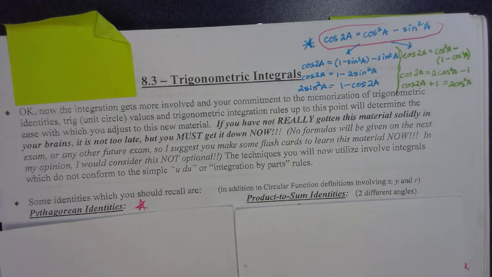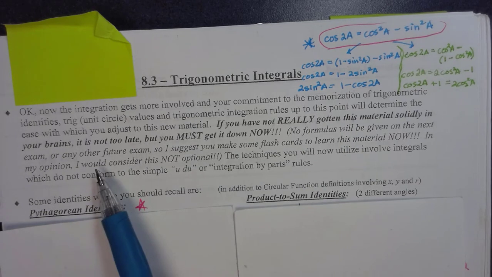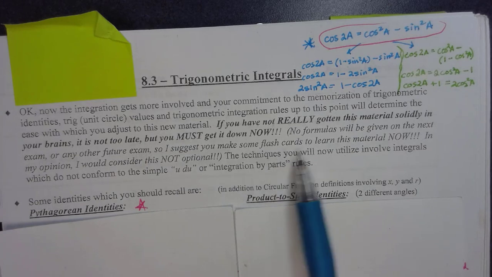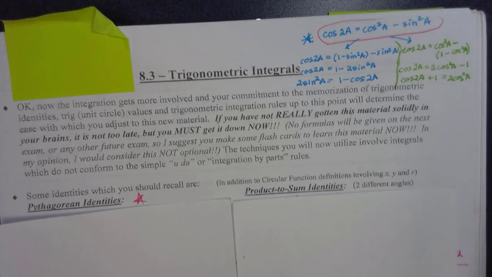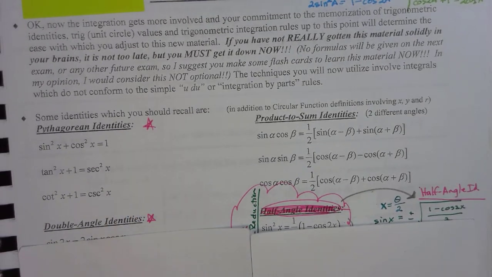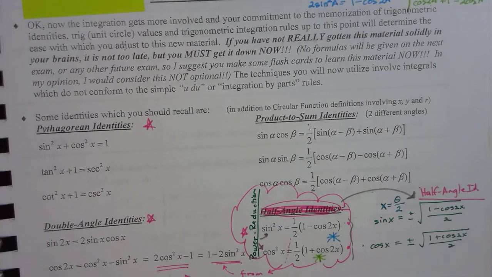If you have not really gotten this material solidly in your brains, it is not too late, but you must get it down now. I will not be giving you any formulas on this or any future exams, so you need to know it. So again, identities you should know. Of course, your Pythagorean identities and be able to change them algebraically. Product to sum, you might use these not as often as double angle.